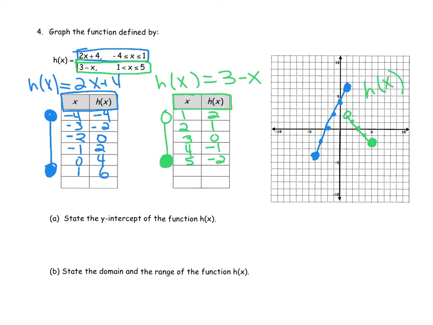Okay, so that's what your graph should look like for h of x, your piecewise function. We can do this part together. Let's state the y-intercept for the function. So the y-intercept is when x equals 0.